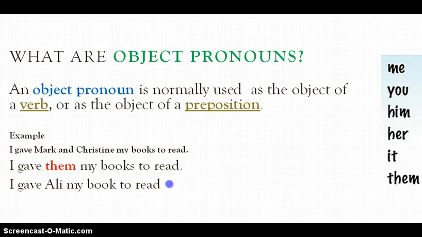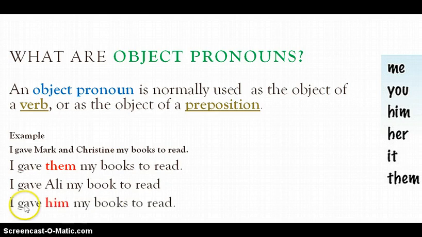We need an object pronoun. And what is the object pronoun for Ali? Third person singular, it would be him. I gave him my books to read. So him is the pronoun that is replacing Ali in this example. Them is third person plural, and him is third person singular. So other examples are me, you, him, her, it, them.